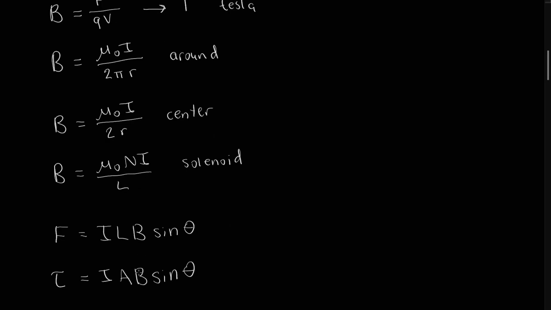Now, if we're trying to find the force on this current carrying wire, the formula becomes ILB sine theta. In this case, I is the current of the wire, L is the length of that wire, and B is the magnetic field. Now, if we're trying to find the torque of that current carrying wire, I becomes the current, A is the area, and B is the magnetic field. So it's IAB sine theta.